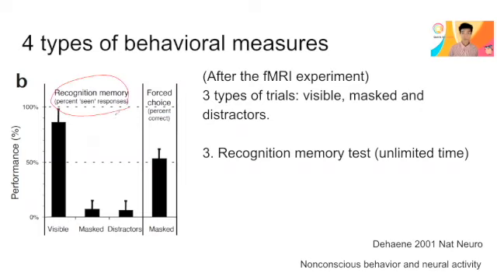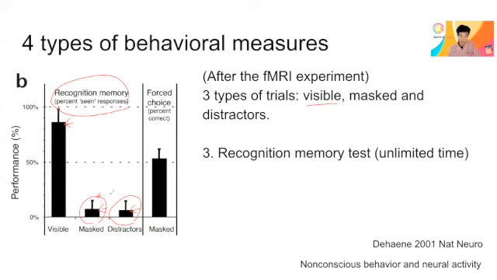For those seen in the visible situation, they reported yes, I saw it, 85% of the time. In the masked situation, they also reported it about 5% of the time. But this is very similar to the distractor situation, where they didn't see the word but still said, oh, I saw it. So there is a little bit of false alarm here, and this is almost equivalent to the hit for the masked situation.